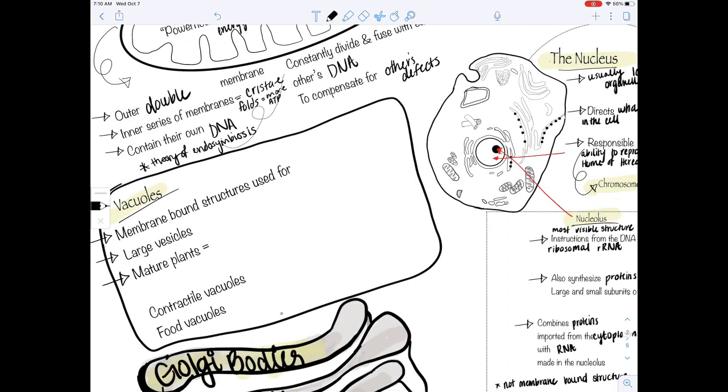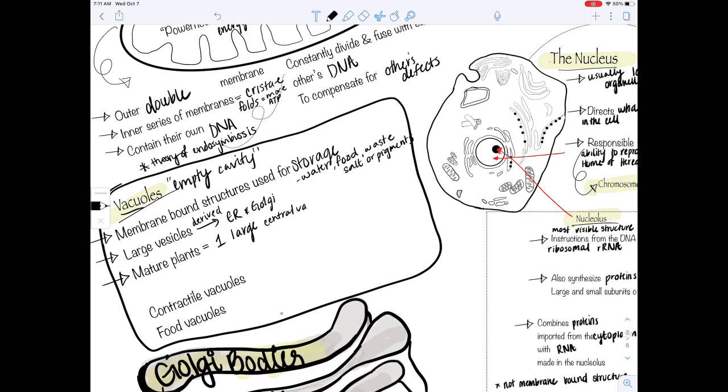Last one is our vacuoles. Now, the word vacuole normally means empty cavity, but we know that when we're looking at vacuoles in our cells, they are anything but empty. These are membrane-bound structures that are used for storage. They can store water, food, waste, salt, or pigments. These are large vesicles that are derived from the endoplasmic reticulum and the Golgi body.